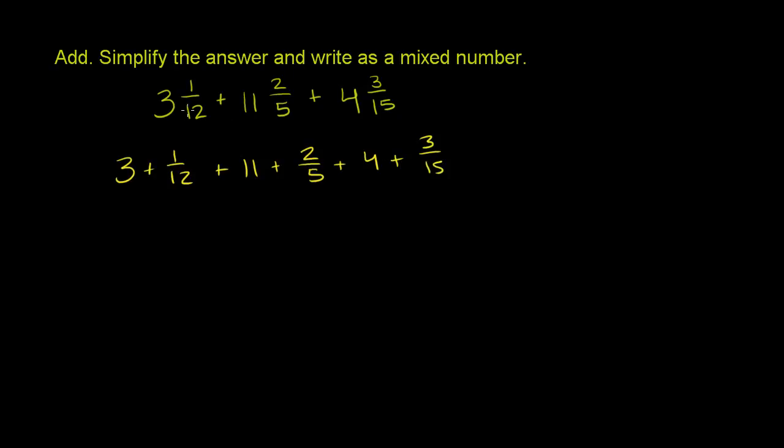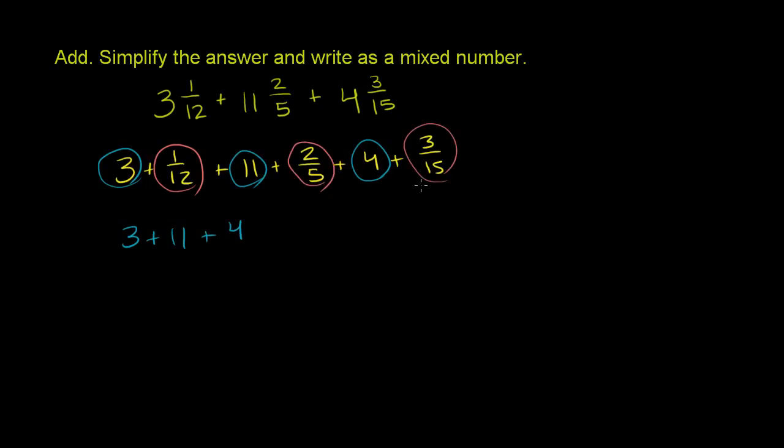The mixed number 3 and 1/12 just literally means 3 and 1/12, or 3 plus 1/12. And since we're just adding a bunch of numbers, order doesn't matter. So we could add all the whole numbers at once. So we have 3 plus 11 plus 4. And then we can add the fractions, the 1/12 plus 2/5 plus 3/15.